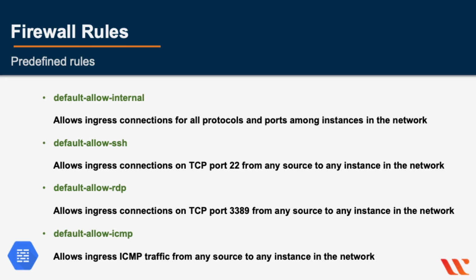There are some predefined rules, which are pre-populated with these firewall rules. The default network contains a few firewall rules that are pre-populated. These rules can be deleted or modified as necessary. There is a default allow internal, so this allows ingress connections from all protocols and ports among instances in the same network. This rule has the second to lowest priority, and it effectively permits incoming connections to VM instances from others in the same network.